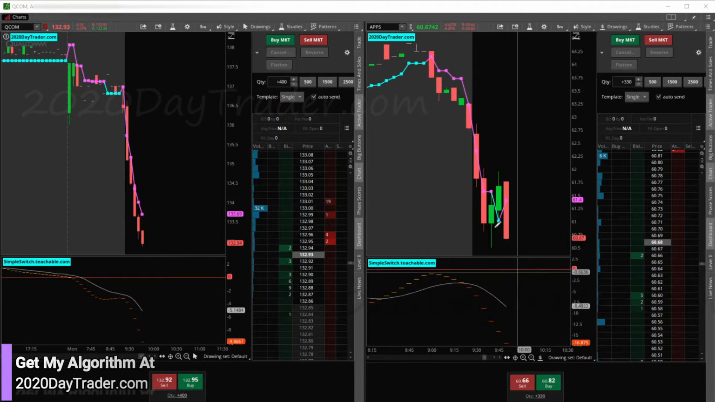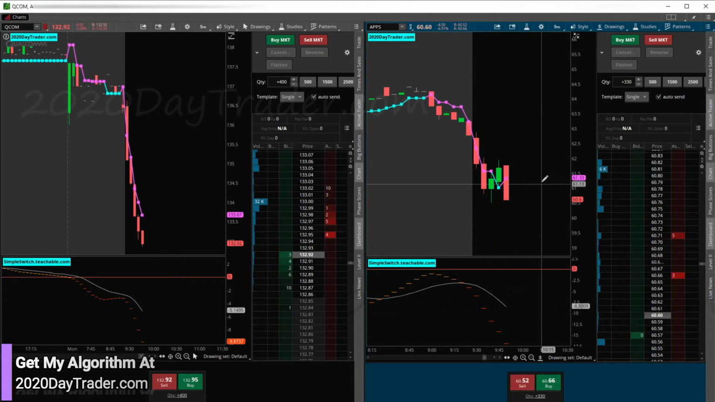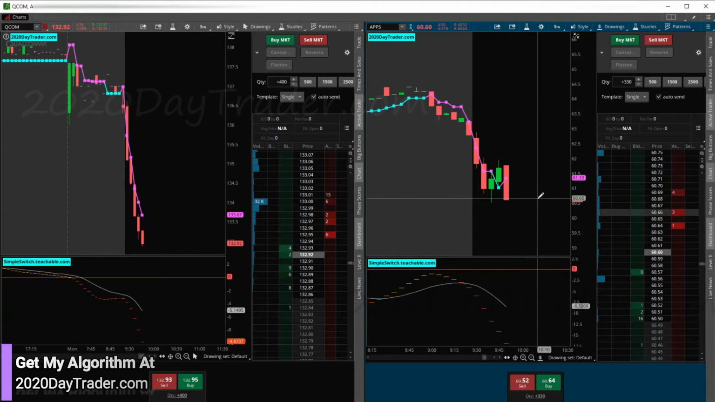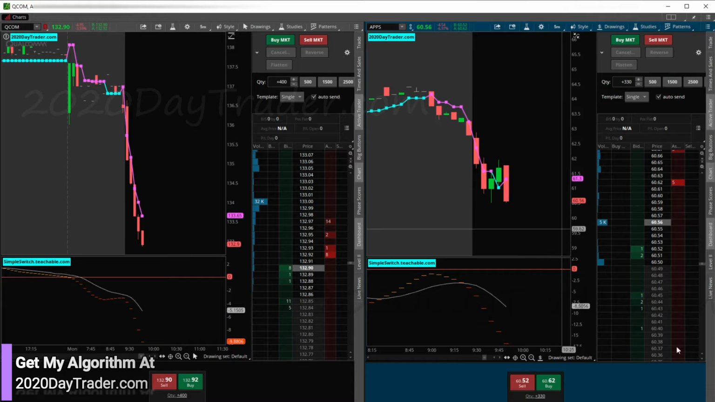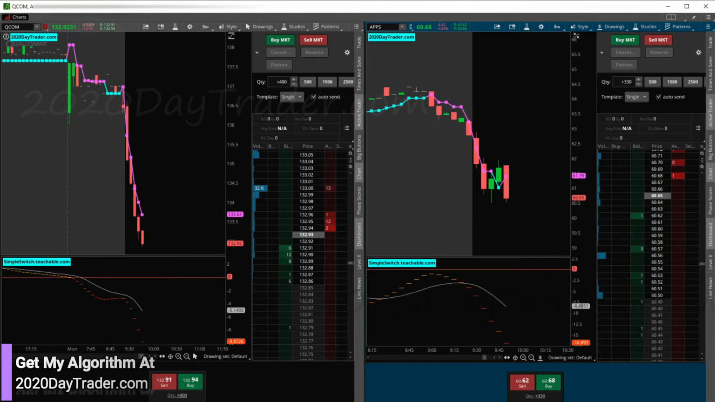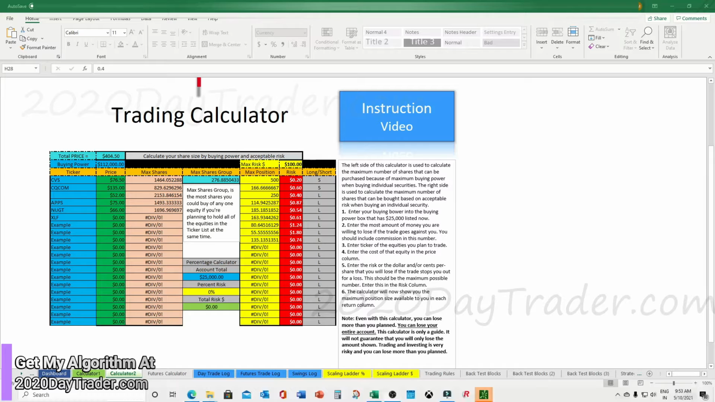All right, so we got APPS switching over here. So we're going to do, it's a tower candle. Why? 61.33, 60.54. So about roughly 80 cents. So we'll run over here to the calculator.